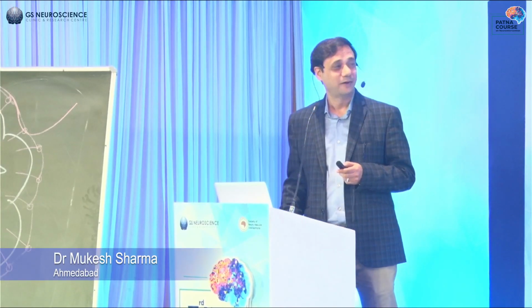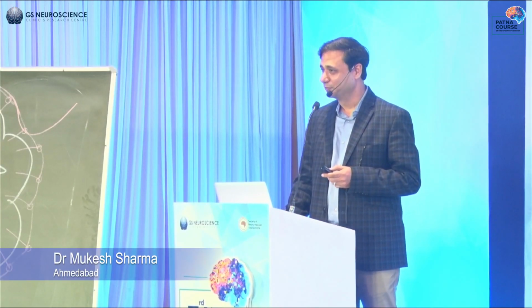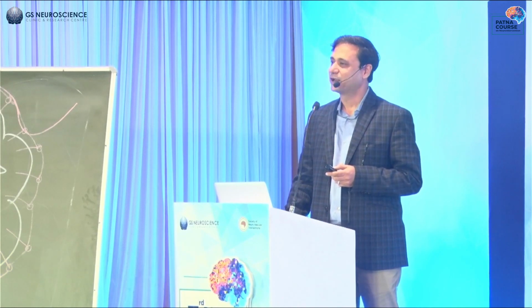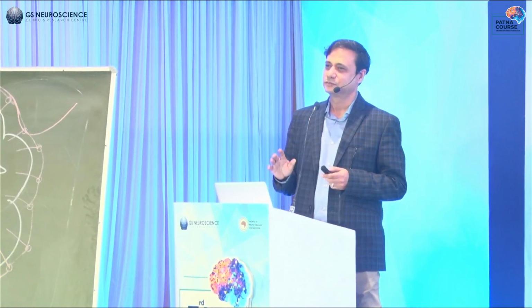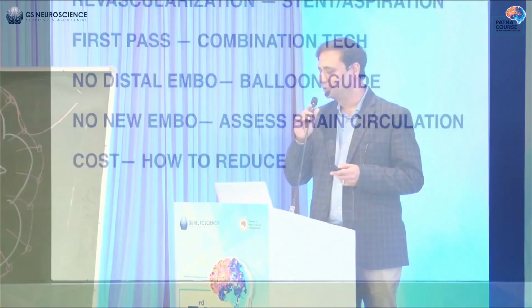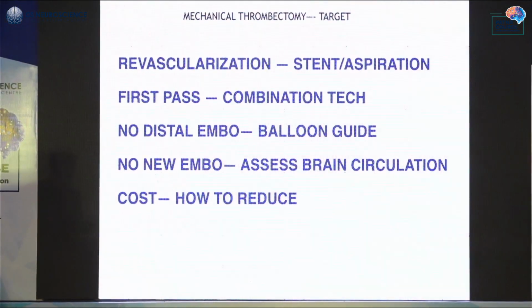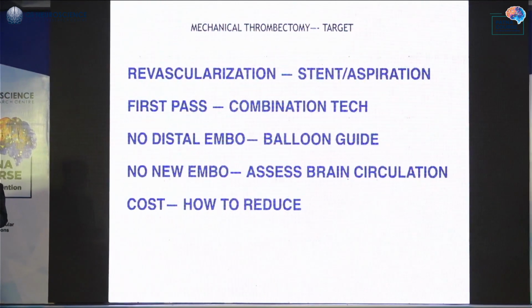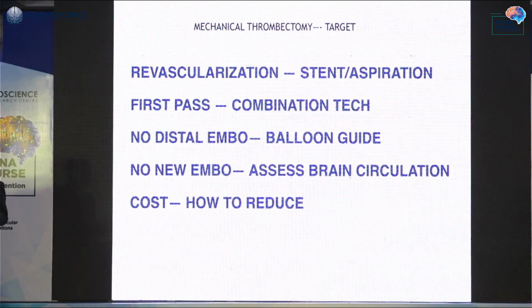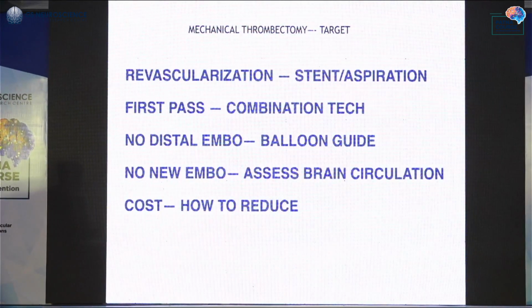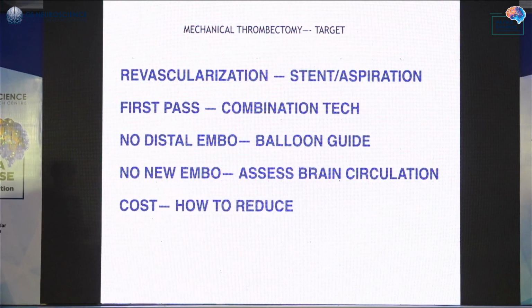So my talk is mechanical thrombectomy, different techniques. So what is actually the target for mechanical thrombectomy? First is to open up the artery, which we have been doing for the last 12, 13 years now. First with the stent, and later on with aspiration.